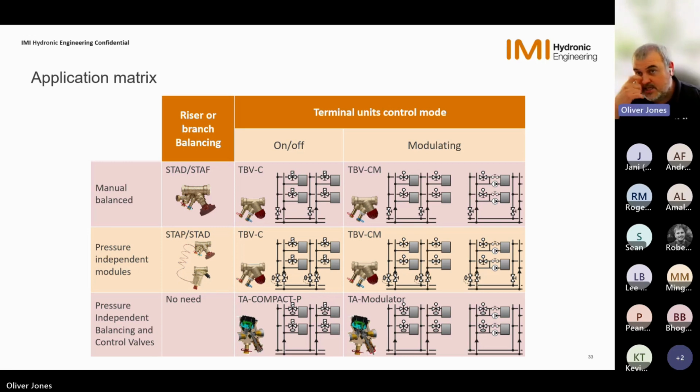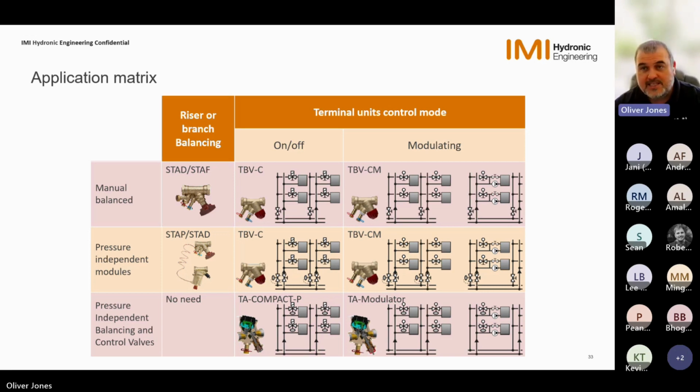With pressure independent balancing and control valves, typically on an on-off system, we would go with our Compact P. And for a modulating system, we would go with our TA-Modulator. On the riser, we actually wouldn't use anything. There's no need for any other balancing or form of balancing on risers or branches.